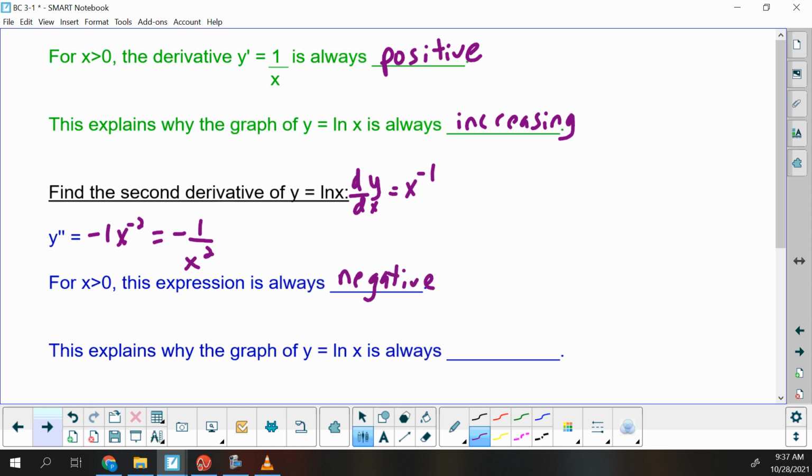Turn to your neighbor and tell them, if a second derivative is negative, what do we know is true about our original graph? Hopefully you told them that it is concave down. So that explains why natural log's graph is always concave down.